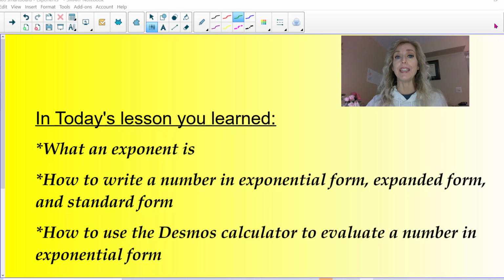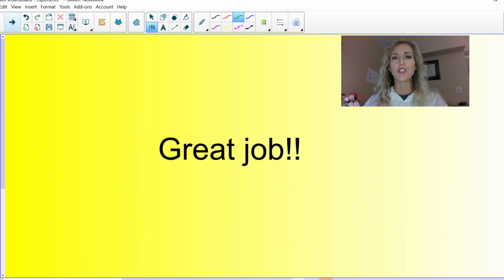So to recap, in today's lesson, you learned what an exponent is, how to write a number in exponential form, expanded form, and standard form, and also how to use the Desmos calculator to be able to evaluate a number in exponential form. So great job.